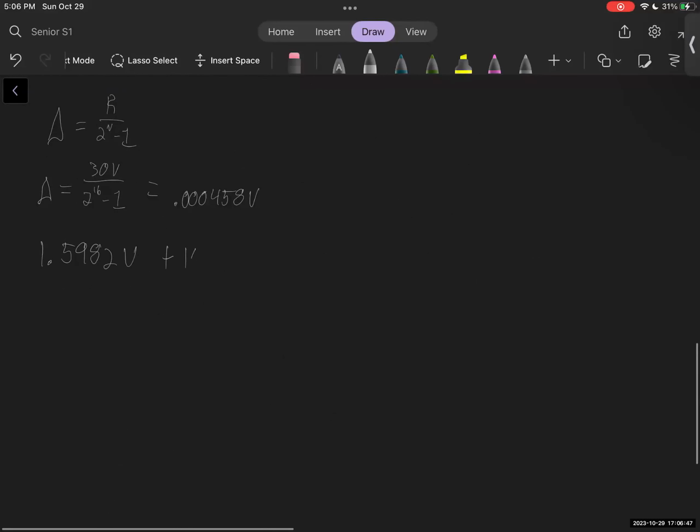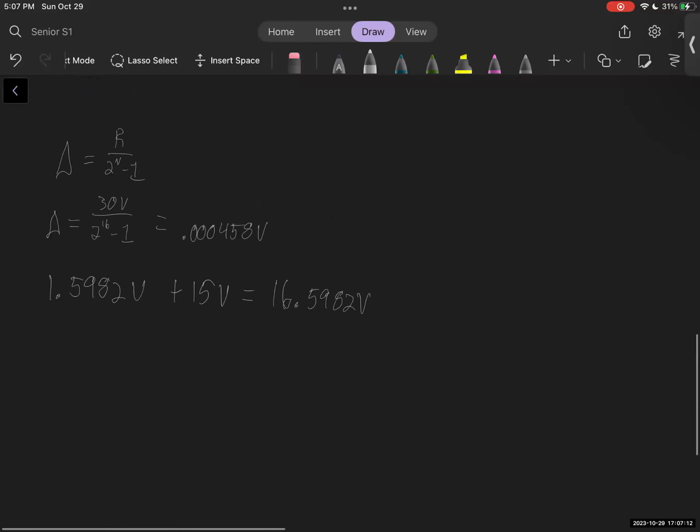And we're going to add 15 to it. And that's going to give us 16.5982 volts. And all that's doing is finding the difference from the floor of our range to the value. We do that by shifting it up to where our floor is at 0. Does that make sense? Why did you add 15?